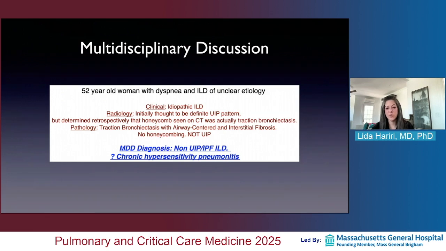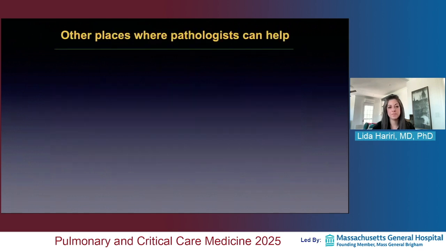So this was a case in which the biopsy was incredibly helpful to narrow down the differential diagnosis. Could this be UIP IPF? Could it be something else? And then in the end, to say, no, this is definitively not UIP IPF. We favor that this is a fibrotic HP.